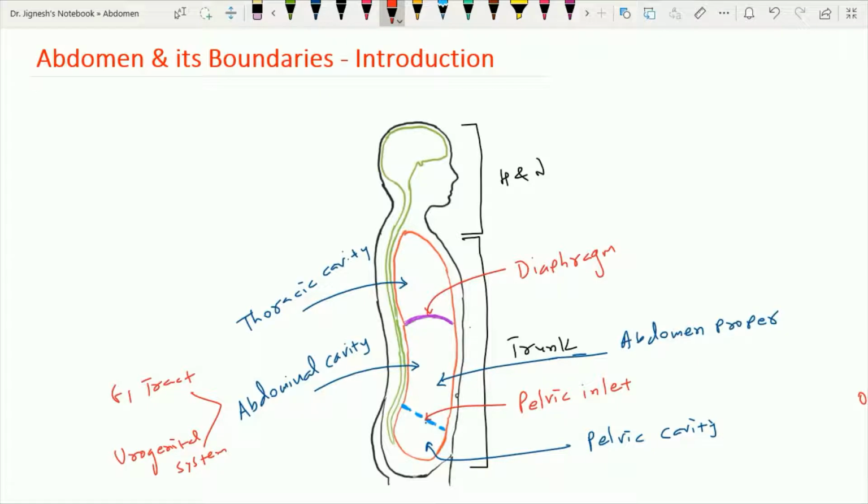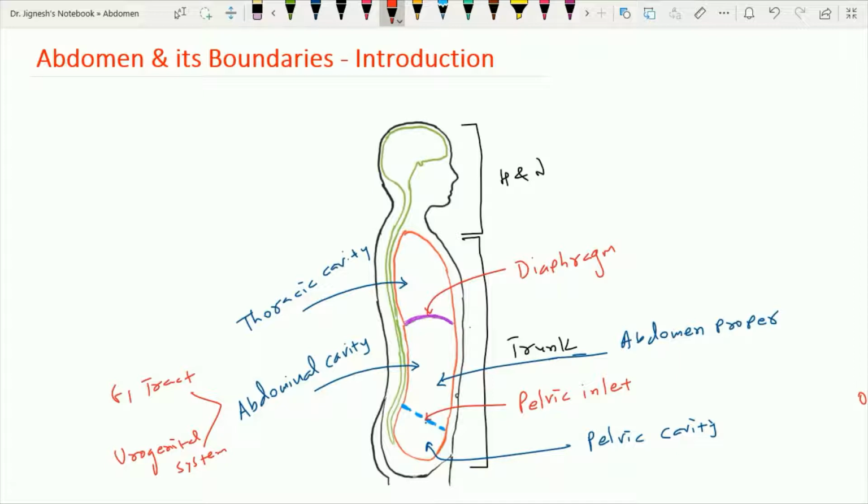This peritoneum has two layers, the parietal layer as well as the visceral layer, and it is a complete closed sac. This peritoneal cavity is a closed sac in case of male, and in case of female it is an open sac because of the presence of the ostium of the uterine tube, which communicates with the uterus and the vagina, and through the vagina it communicates to the outside.